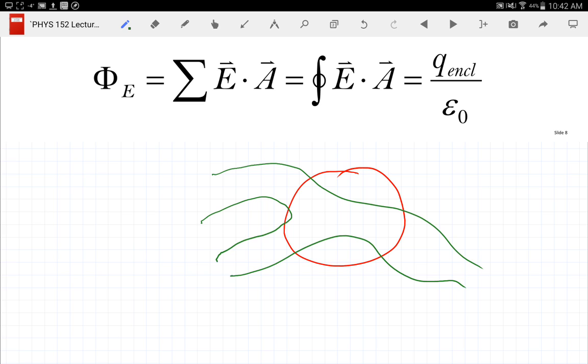Yeah, there's no charge enclosed. Gauss's law says that the total flux on the surface is proportional to the charge enclosed. If the charge enclosed is 0, the total flux is going to have to be 0. It would be really difficult to calculate for something like this, but it still has to be 0 in the end. So I don't do the calculation. I say, aha, I know by Gauss's law that it's 0.